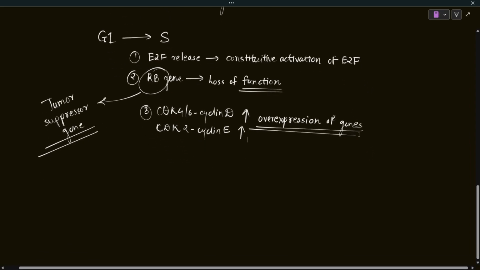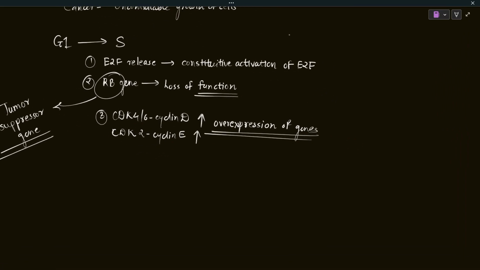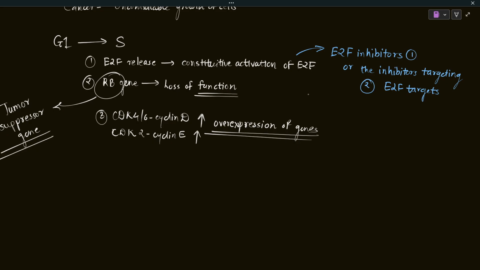So what could be an escape route for cells, for not causing the cancer? For avoiding the constitutive activation of E2F, we can introduce either E2F inhibitors or inhibitors targeting E2F targets. If either of them is achieved, that is going to lead to the inhibition of transition of a normal cell to a cancerous cell.